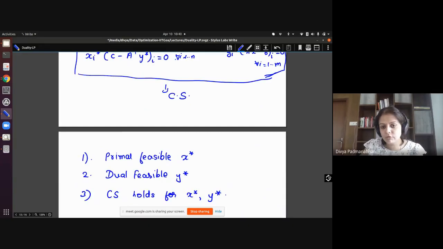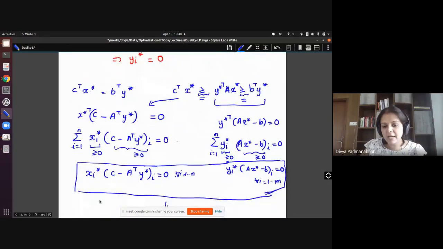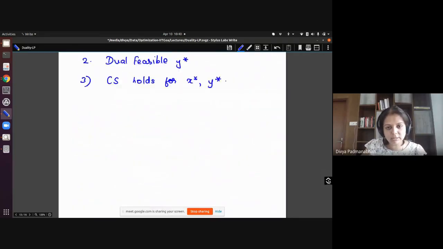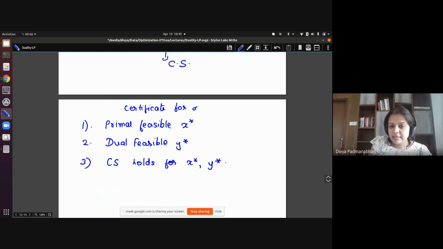Since strong duality holds, complementary slackness holds. Now if complementary slackness holds, these points are also optimal. So it's both ways, and this is also another certificate of optimality. It's actually this idea that many of these algorithms use. We saw the simplex method, which is a primal method in the sense that at every step you are maintaining primal feasibility.